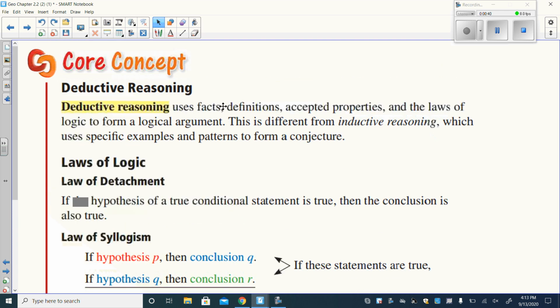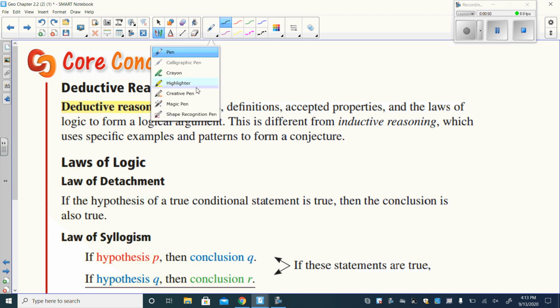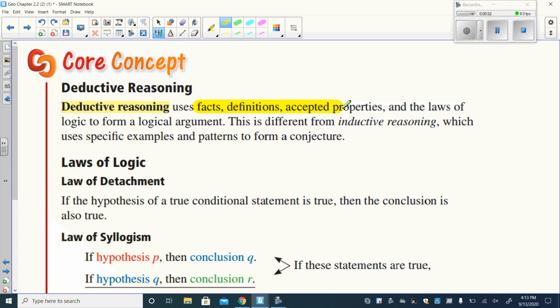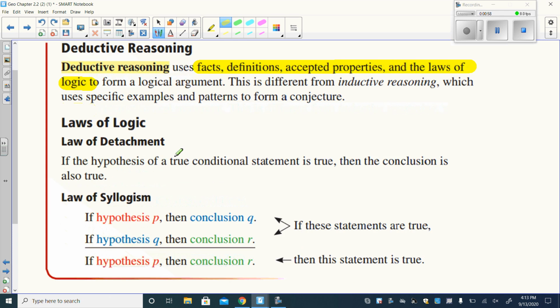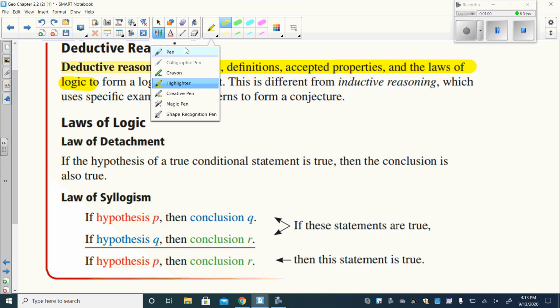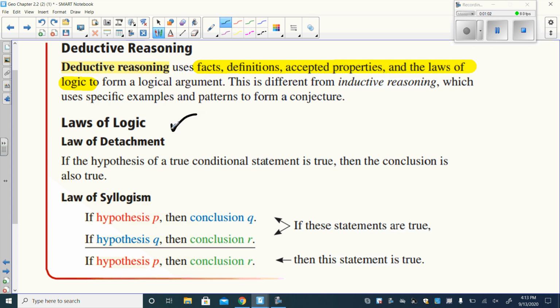So deductive reasoning is using facts, definitions, accepted properties, laws. It's not something that we can see, it's something we know, we can prove. We can prove that it's true. We're using facts, definitions, and accepted properties of laws of logic to form an argument. Now, there's two main ways we can do it. And the first one's law of detachment.